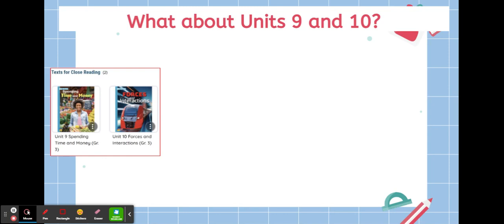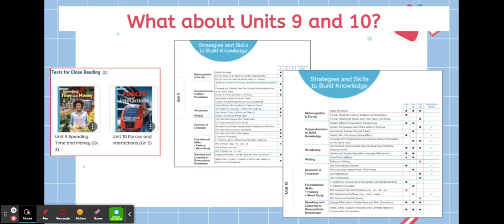Since we will not be getting to all of the text found in the text for close reading, you may decide to use these texts when reteaching certain benchmarks. You will be building background knowledge on these topics while also working on benchmarks that need additional support. Additionally, by using the resources, strategies, and skills to build knowledge for Units 9 and 10, you may be able to restructure certain whole group lessons into small group lessons for skills that need additional support.